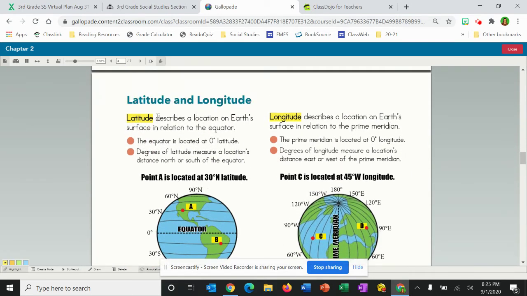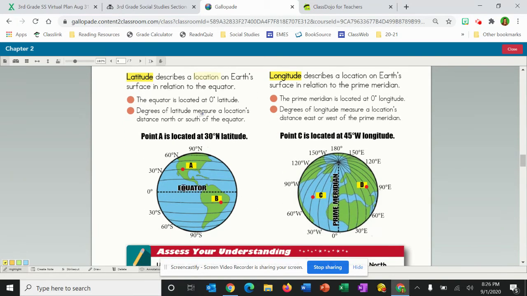Okay, page 15, latitude and longitude. So latitude describes a location on Earth's surface in relation to the equator. So here's the equator, it's at 0 degrees latitude. Remember that little tiny circle right there means degrees. It also means degrees for temperature. Degrees of latitude measure a location's distance north or south of the equator. So right here, we're at 0 degrees. Right here, we're at 30 degrees. What do you think's in between? That's just a math question for you.